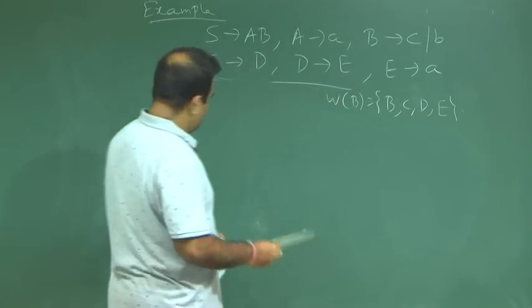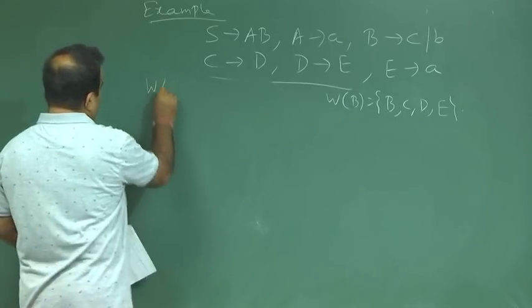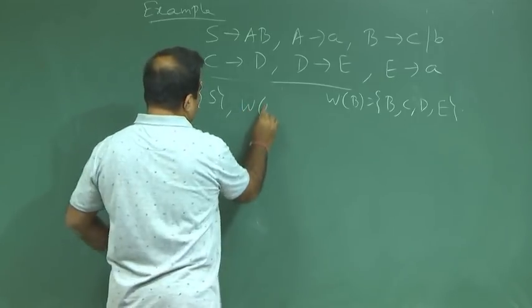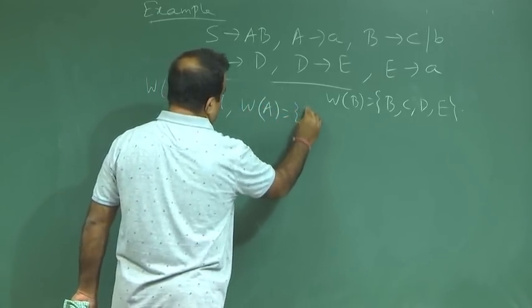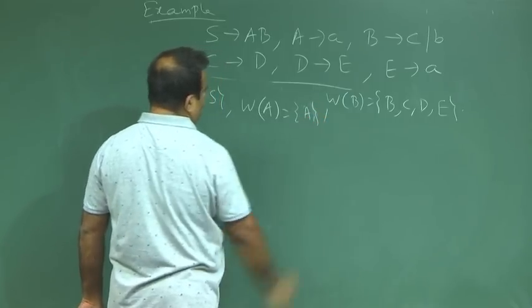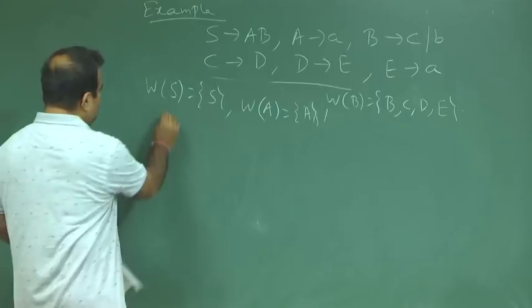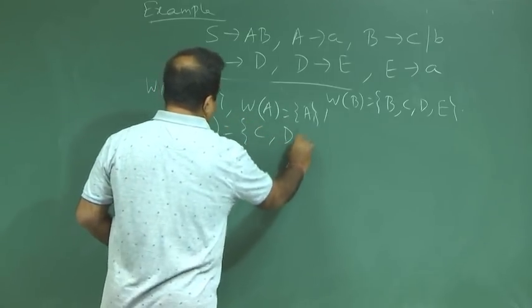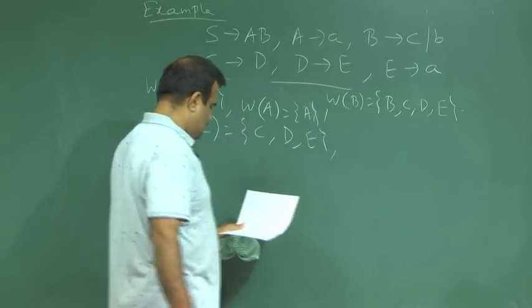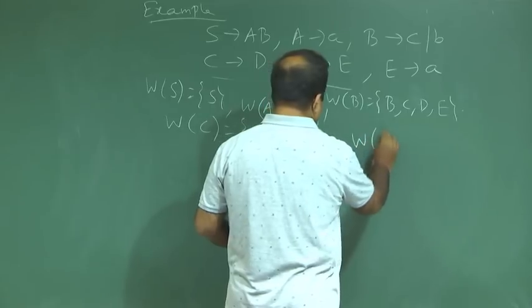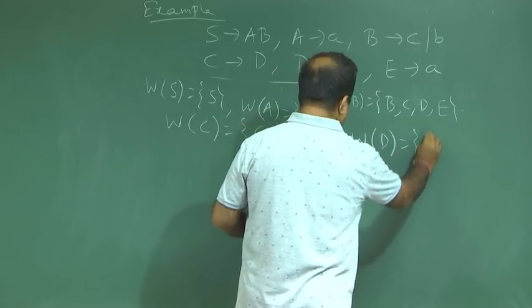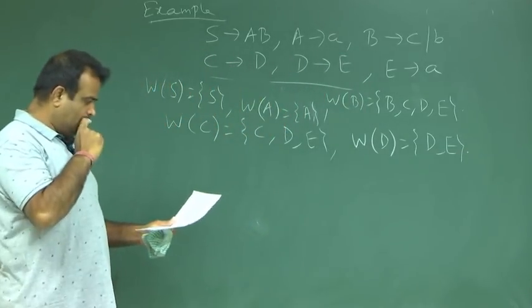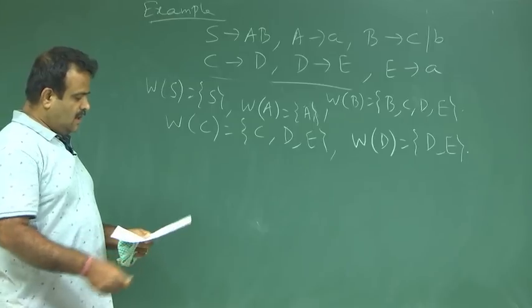So, let us write all the derivable sets. W of S is only S, W of A is A, and W of B is this set. W of C we can similarly find out: C, D, E. And W of D is D, E. Like this, we can get these W's.